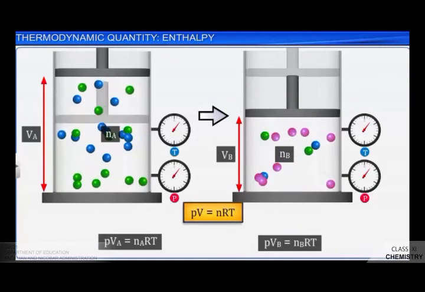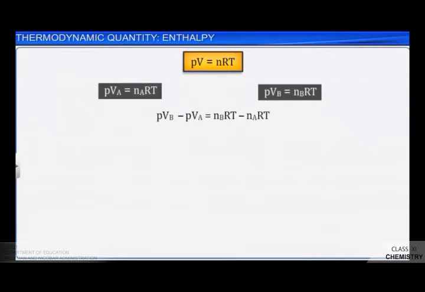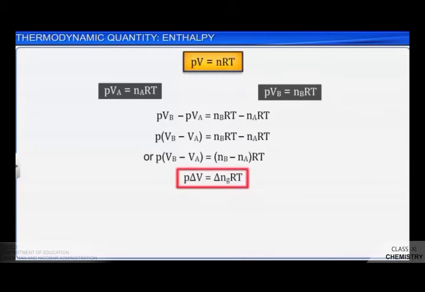Thus, PVB minus PVA equals NBRT minus NART, or P(VB minus VA) is equal to (NB minus NA)RT. That is, pressure P multiplied by change in volume, delta V, equals change in number of moles of gas, delta N, times RT. Note that delta N is the number of moles of gaseous products minus the number of moles of gaseous reactants.